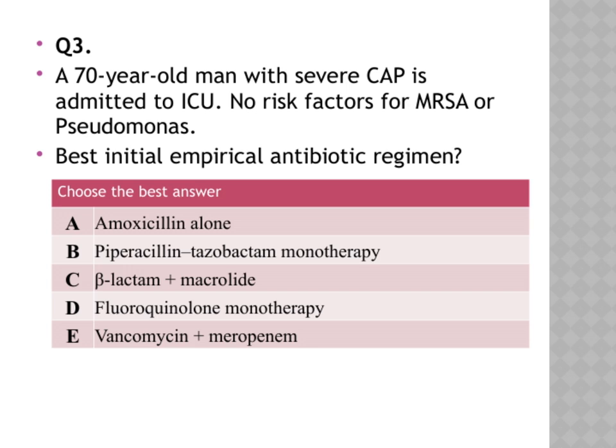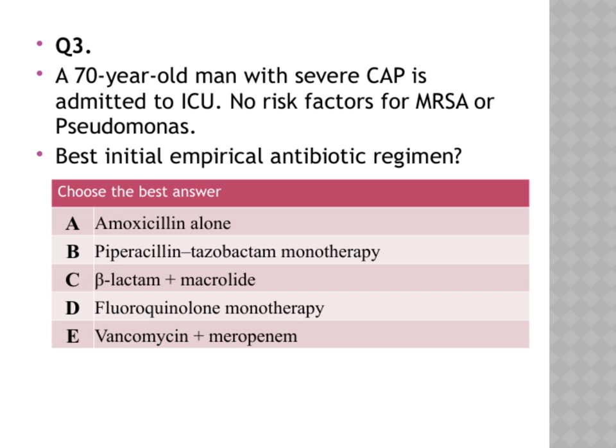Choosing the right regimen means balancing coverage, safety, and avoiding unnecessary broad-spectrum antibiotics. For instance, a beta-lactam combined with a macrolide is often preferred because it covers both typical and atypical pathogens comprehensively. On the other hand, options like amoxicillin alone or fluoroquinolone monotherapy might be less appropriate in severe cases or when broad coverage is needed.